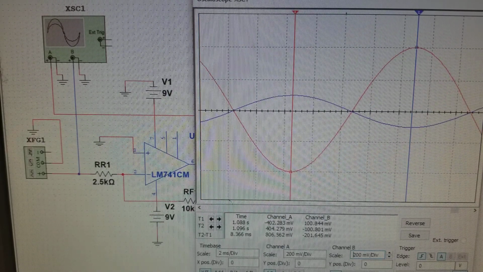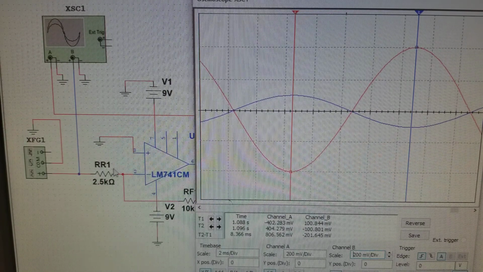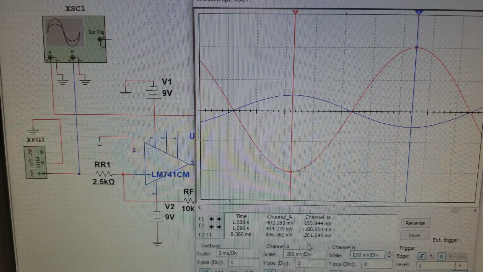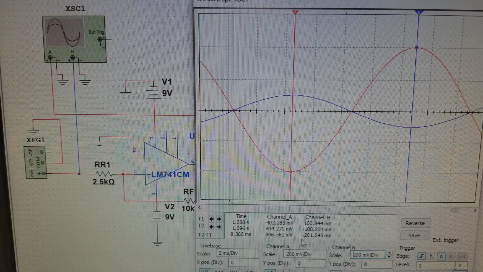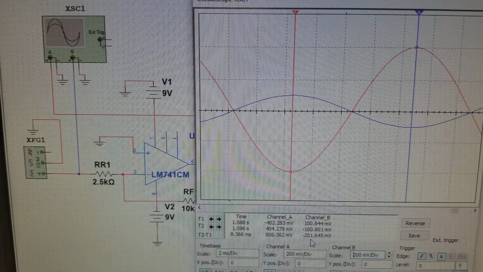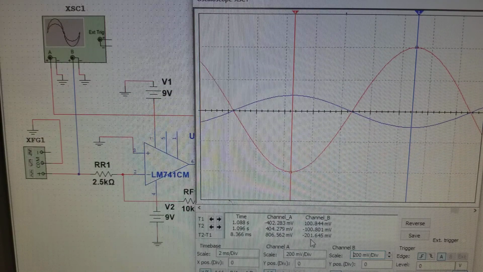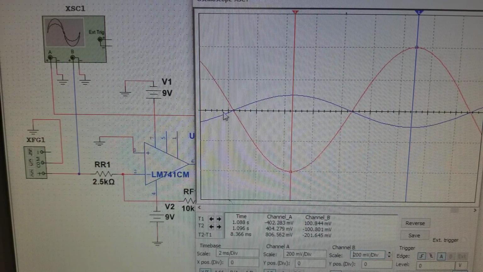Next, we have our RR1 at 2.5 kiloohms. You can see that our output voltage is 806 millivolts, and our input voltage is still at 201 millivolts. So to calculate the gain, 806 divided by 201 gives us a gain of about 4. And you can see that still the input sine wave is 180 degrees out of phase with the output sine wave.